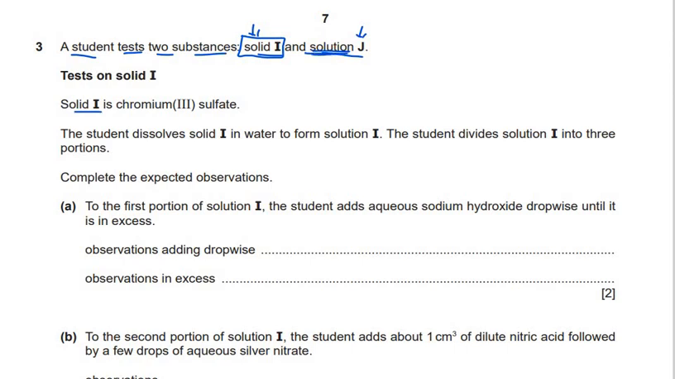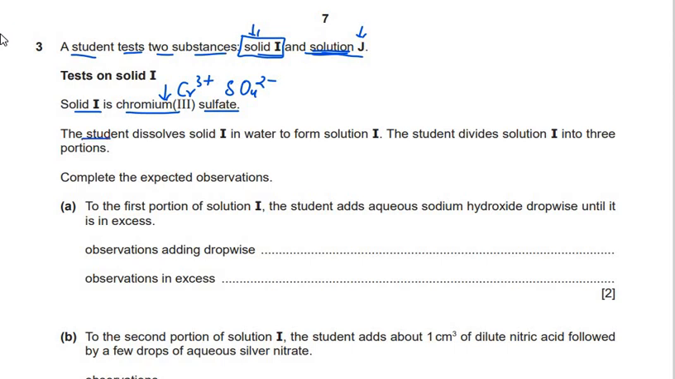It says solid I is chromium 3 sulfate. Now the name of solid I is already given, that is chromium 3 sulfate, so SO4 2 minus. So cation is chromium 3 and anion is sulfate, SO4 2 minus. So the test positive will be for chromium and sulfate ions. But let's see what are the sub questions below this.